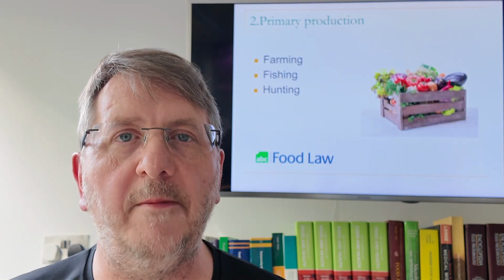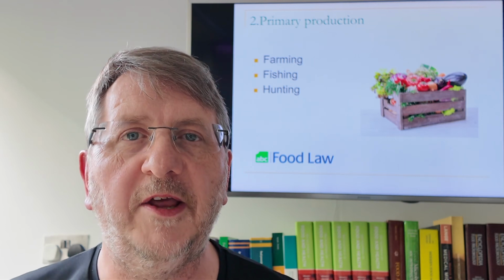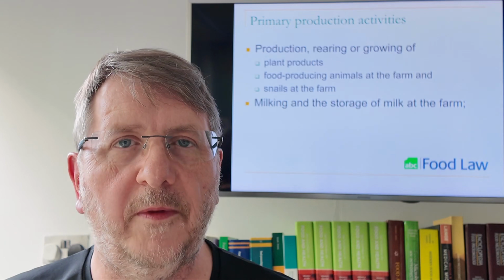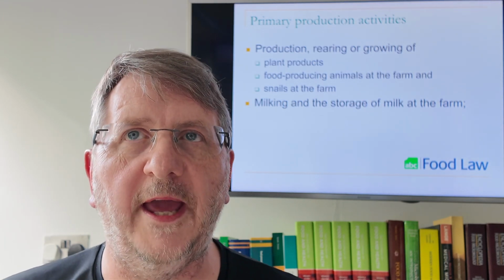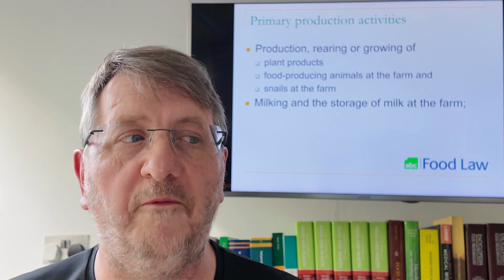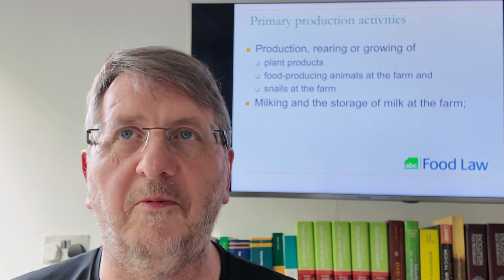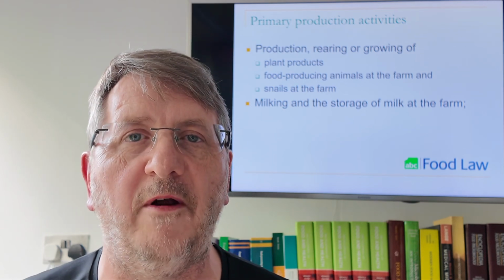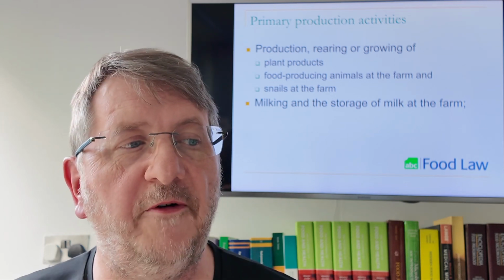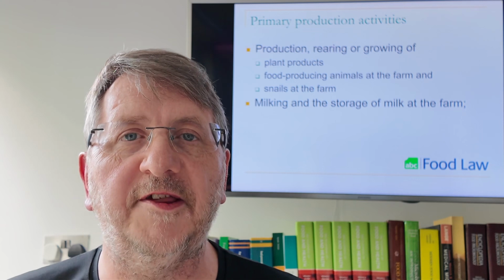Okay, so this is about primary production. What is primary production? Well, basically, primary production relates to farming, fishing, hunting. It's at that sort of level. We're talking a food hygiene topic here, so I'm referring to the food hygiene rules that apply on farm. Now, there are a number of activities, of course, that can be included within the definition of primary production. For example, the production and rearing and growing of plant materials, food producing animals, and indeed snails.